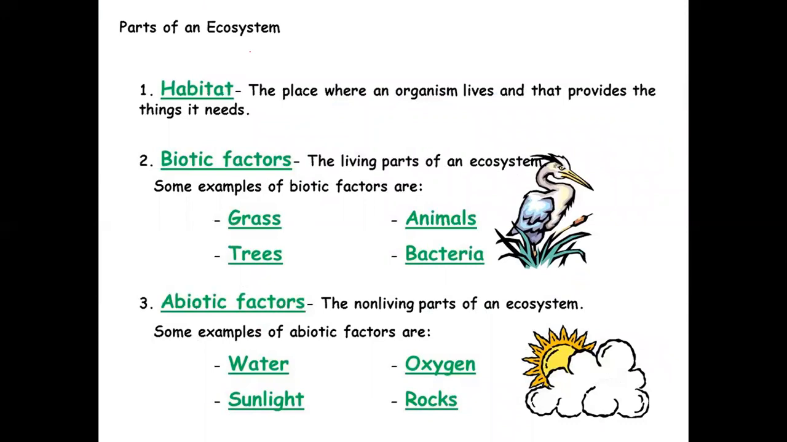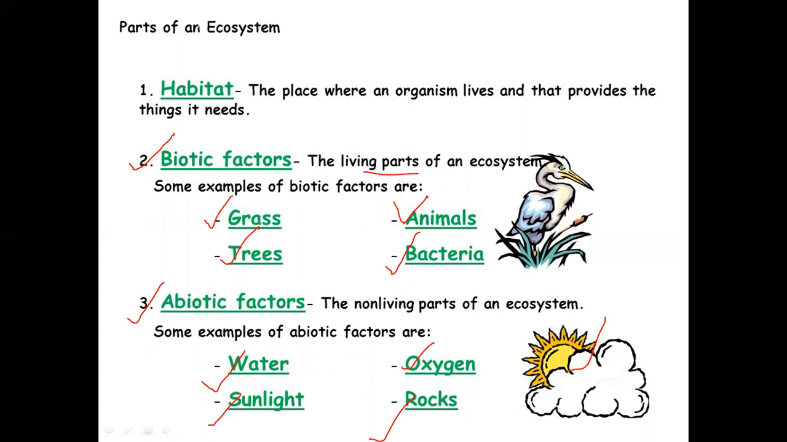So what are the parts of an ecosystem we have discussed right now? Let's review that. That is biotic factors. All living parts of an ecosystem are called biotic factors, in which there are grass, trees, animals, bacteria. Bacteria means all living organisms. And abiotic factors means the non-living parts of an ecosystem, including water, sunlight, oxygen, rocks, etc. So that is called an abiotic factor.